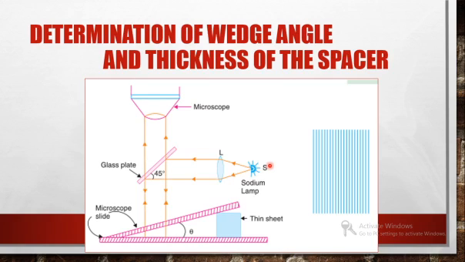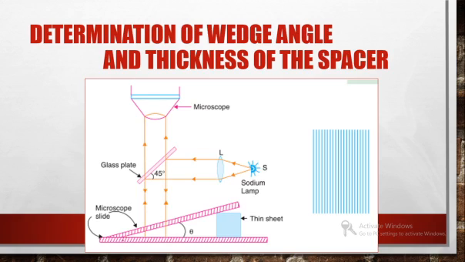And why are we keeping the source at the side? It is just so that after reflection we will be able to observe it. If the source is also here, we won't be able to make our observation. That is why we have kept it sidewise. So that is the experimental setup here.